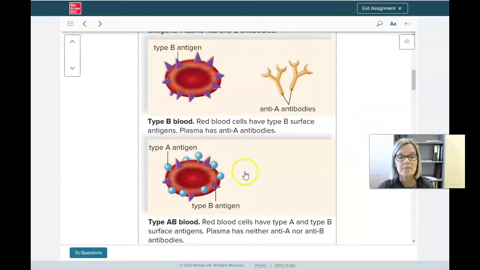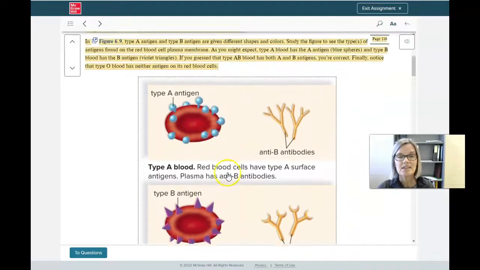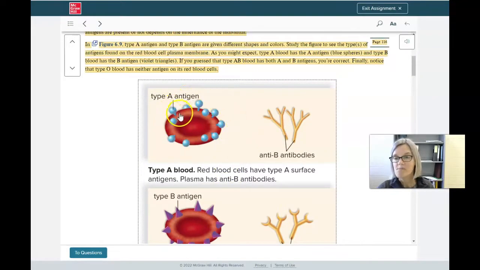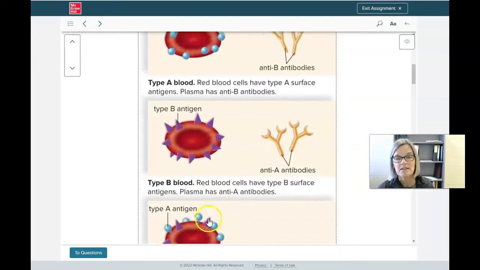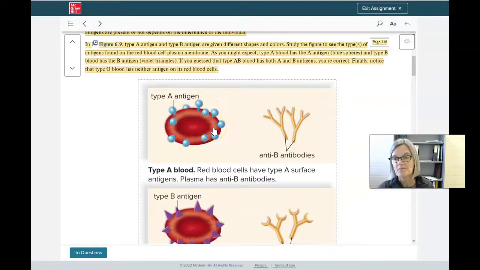Here's a type AB blood. Can I give the AB blood to my A person? And hopefully you're thinking no, because even though they already have A's, B's are still foreign. So I cannot donate AB blood to an A person.